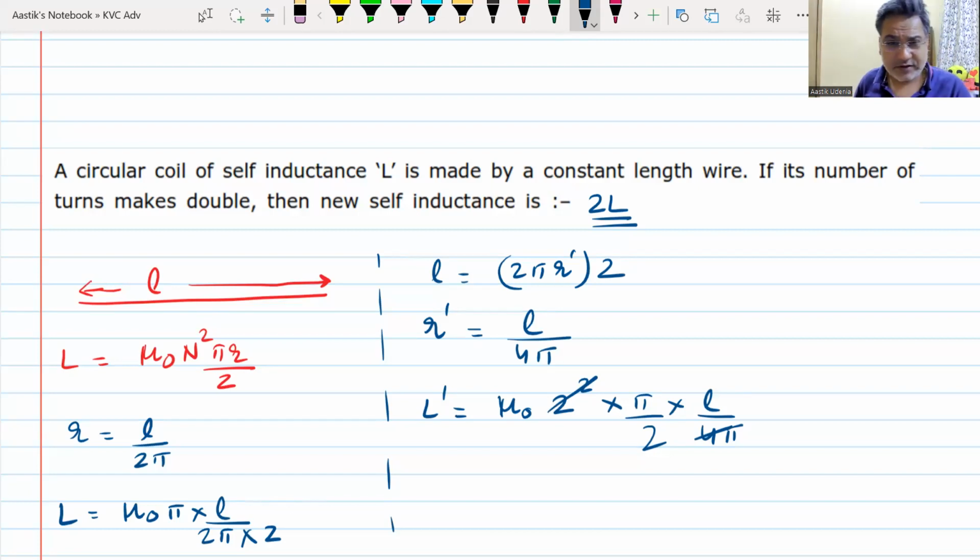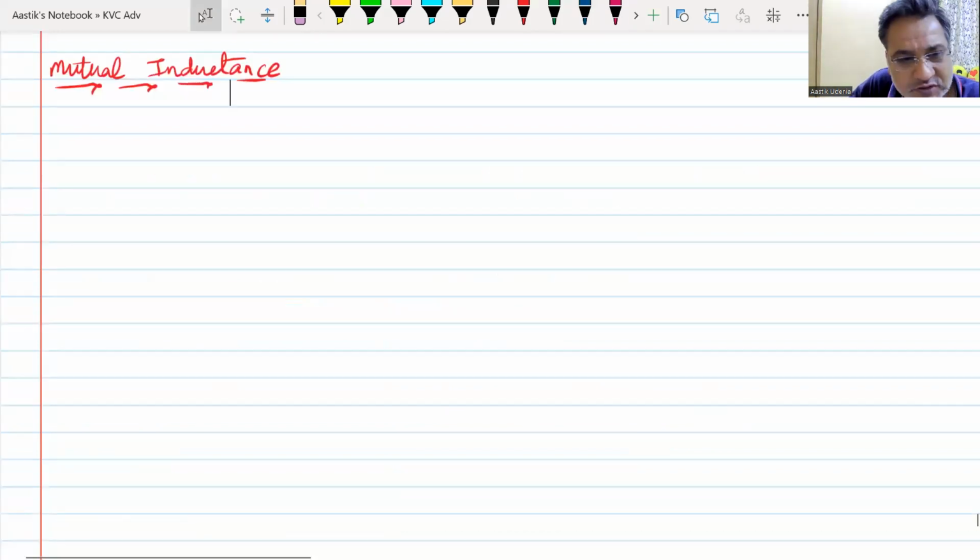Now let us move on to the next thing. Let's first finish mutual inductance, then we will go ahead with the other things. Since we have seen self-inductance, let us now move on to mutual inductance and finish it before going any further.